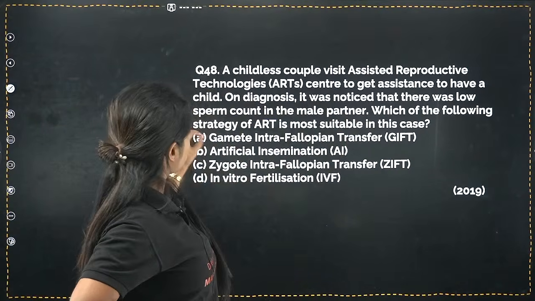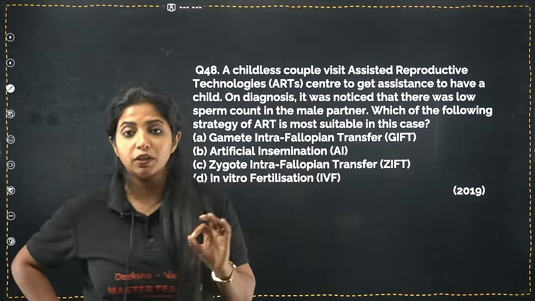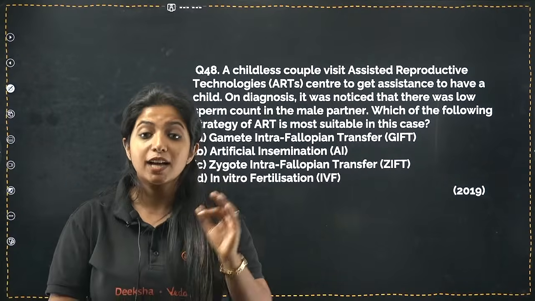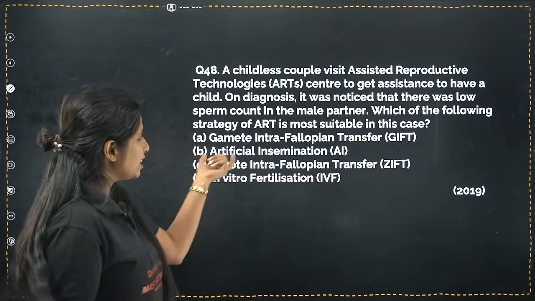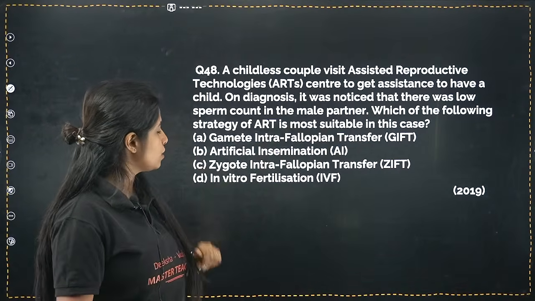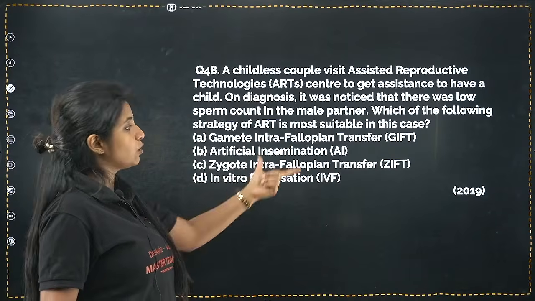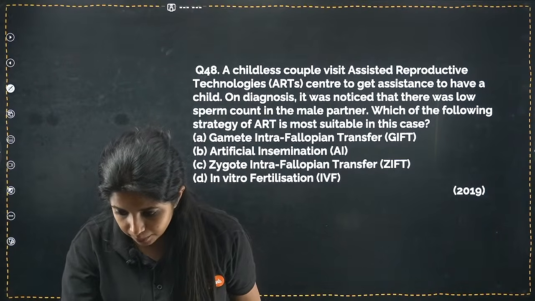Which of the following strategies of ART is most suitable in this particular case? If the male over here has low sperm count, what is the method that you will take help of? Gamete intrafallopian transfer, artificial insemination, zygote intrafallopian transfer, in vitro fertilization. B.